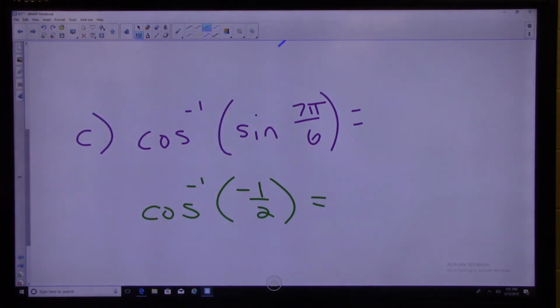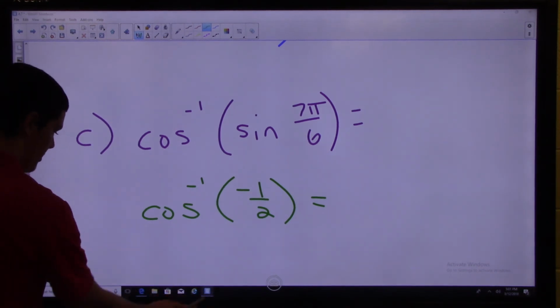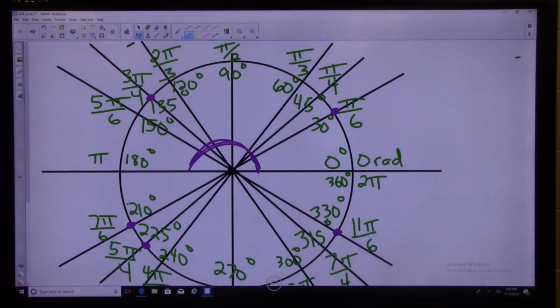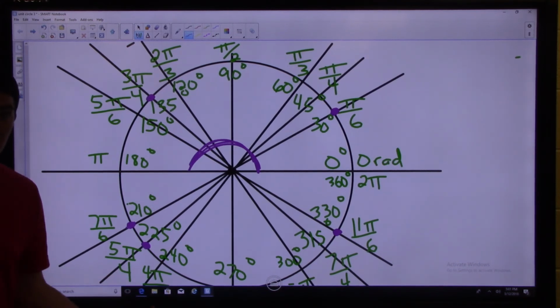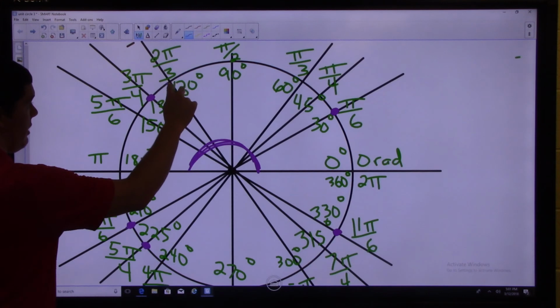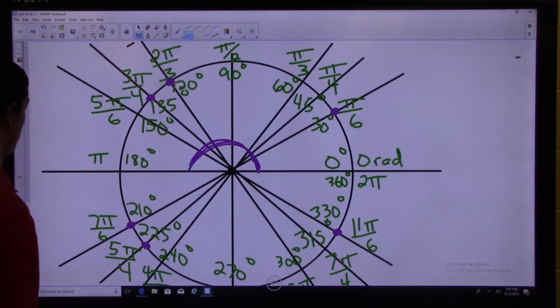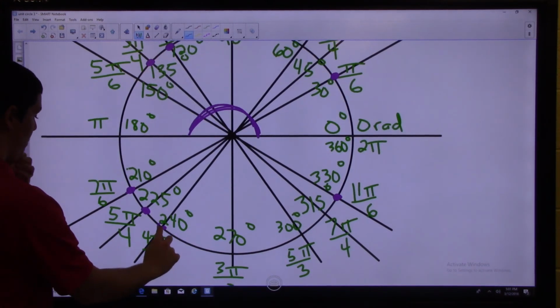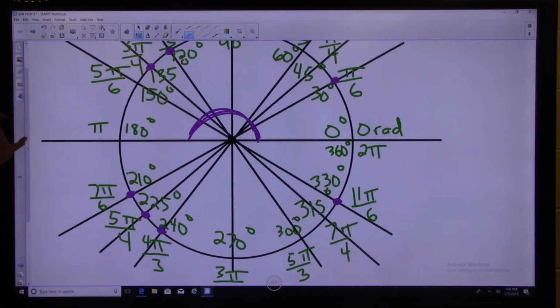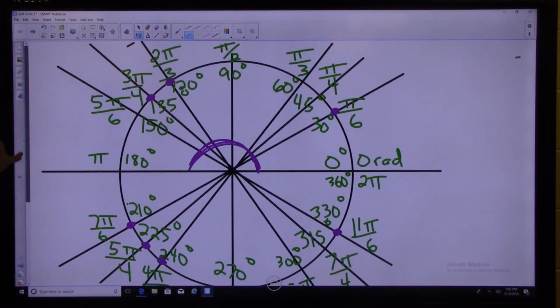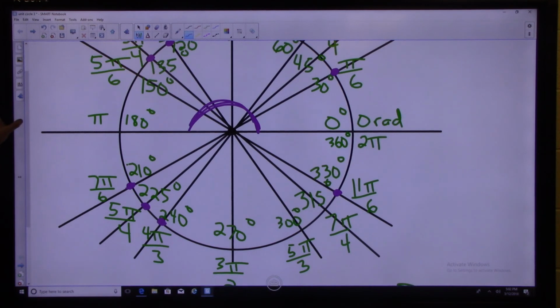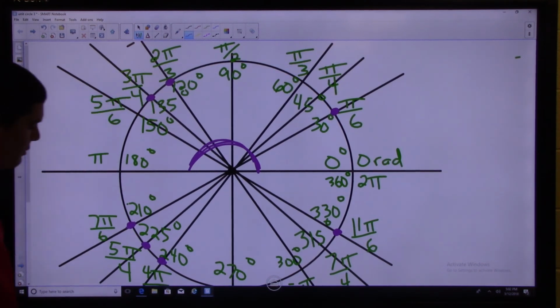Okay, so this is a little bit simpler problem now that we've figured out what the sine of 7 pi over 6 is. So the inverse cosine of negative 1/2 is going to be, let's look at it. What did the angle have to be in order for the cosine ratio to equal negative 1/2? Well, there are two answers to that question: 2 pi over 3 and 4 pi over 3. Hopefully you've caught on by now. Which one of those can we throw out? 4 pi over 3, we throw that out because it's not in the right interval. So 2 pi over 3 is going to be my answer.